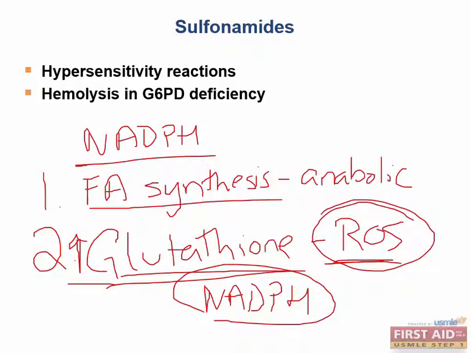Now, what would a patient look like who has a bad hemolytic anemia? How would you recognize this happening clinically?